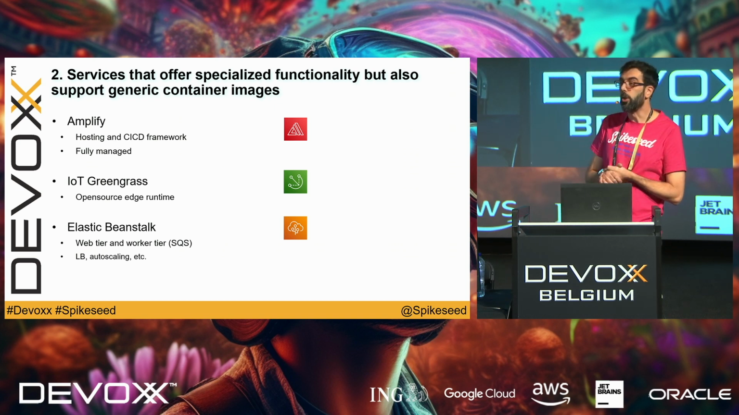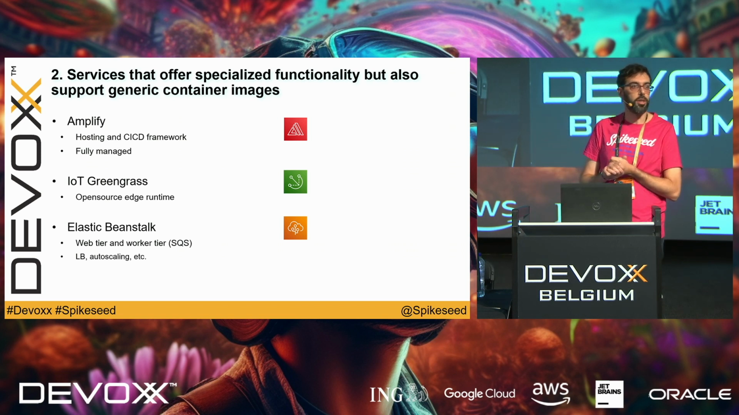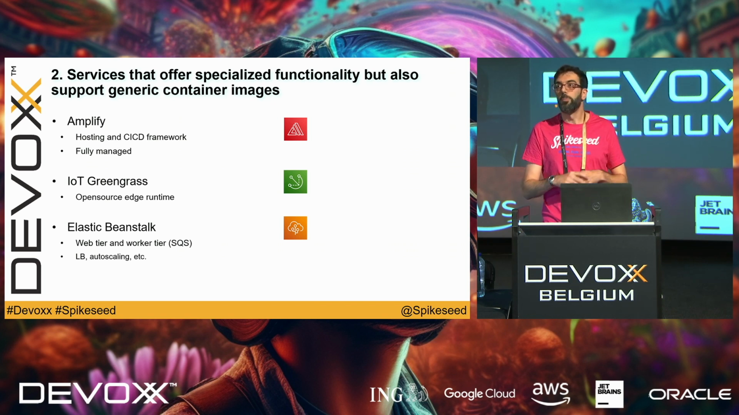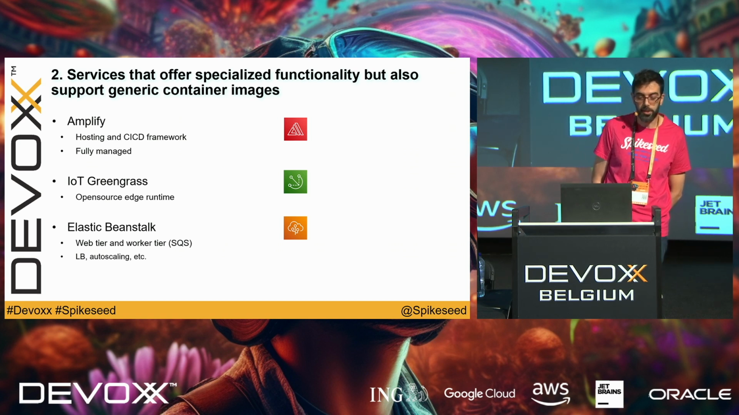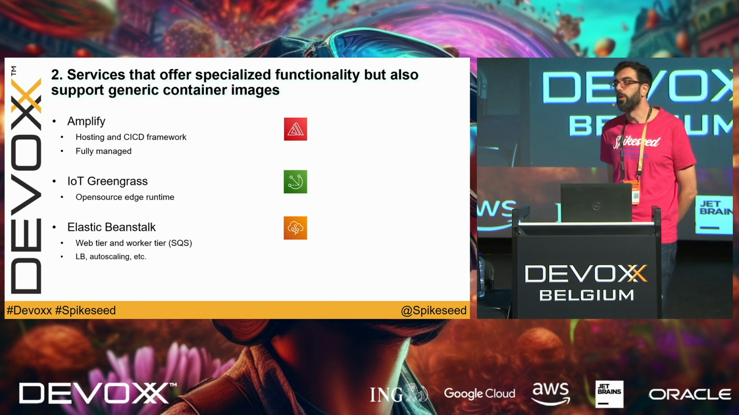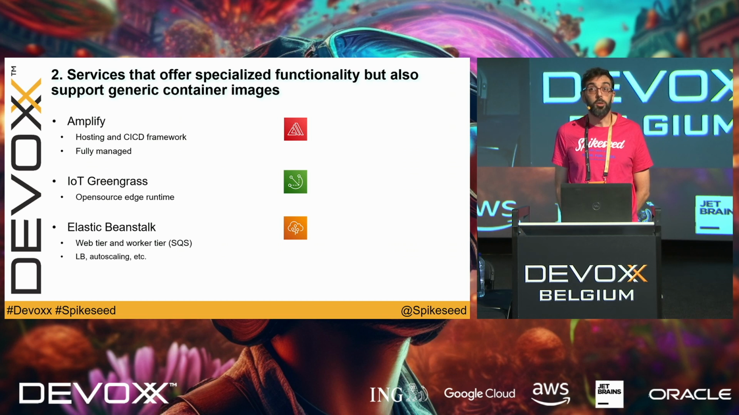We have IoT Greengrass, as the name says, IoT-oriented, open source edge runtime. This also runs containers. And then we have Elastic Beanstalk, which is a bit of an older service by AWS standards at least. Works with the concept of web tier and worker tier, so it can be rather complex. And it allows for customization if you want. It provides load balancing, auto-scaling, a lot of functionality out of the box. It actually uses Amazon services under the hood.